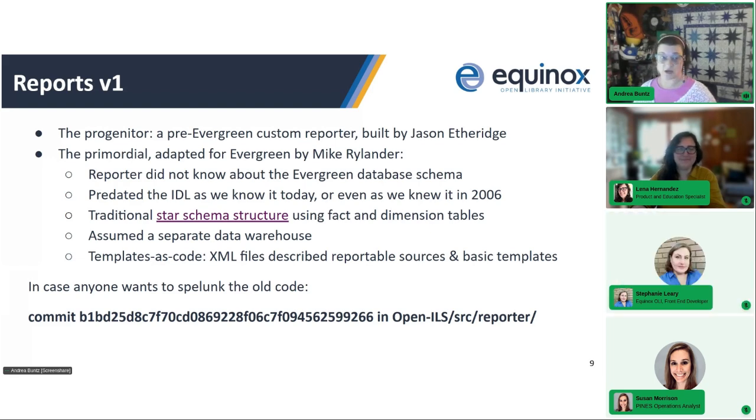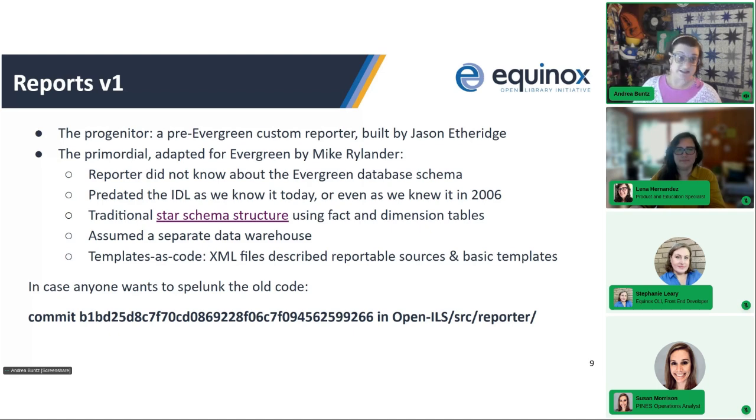So, version 1 of reports. This was the progenitor of Evergreen reports, a pre-Evergreen custom reporter that was actually built by Jason Etheridge, I believe, as part of when he was a contractor for GPLS, but somebody correct me if I'm wrong about that. And that was adapted for Evergreen by Mike Rylander, but it was very, very different than what we know of the reporter now, or even as we knew it in 2006. So the reporter did not know about the Evergreen database schema. It was just sort of a thing that sat off to the side.